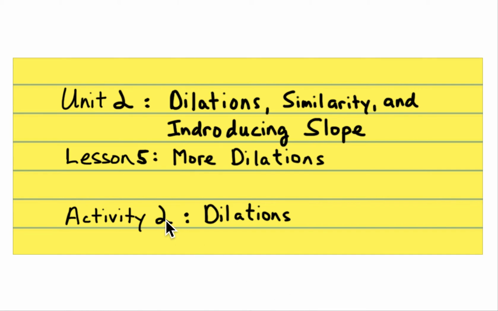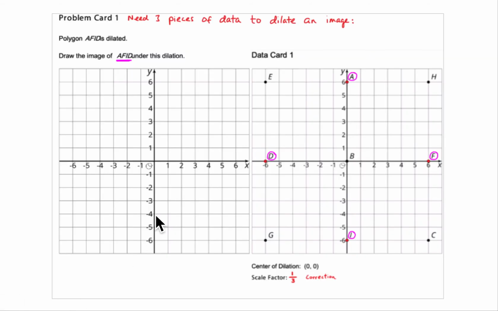This is activity 2, dilations, in lesson 5, which is entitled More Dilations. So activity 2 is just titled Dilations. Actually, this is what's called an info gap activity, in that there is a problem card that one student gets, and the other student, if you work in pairs, gets the data card. And there are 2 of these problems. So there are 2 problem cards and 2 data cards.